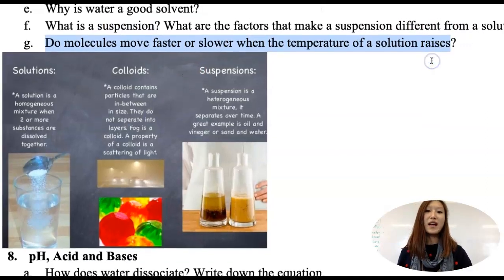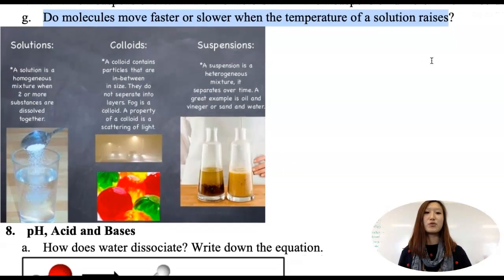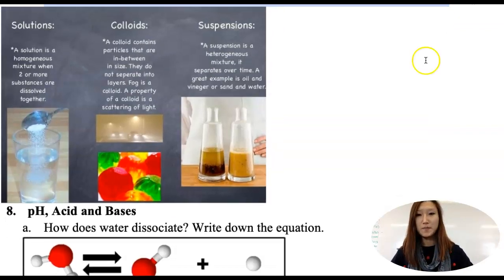Do molecules move faster or slower when the temperature of a solution rises? So think about dissolving sugar into water, right? Let's say you're making lemonade. You're putting sugar into this lemonade and you try to dissolve the sugar. It's much easier if you're heating up the solution.